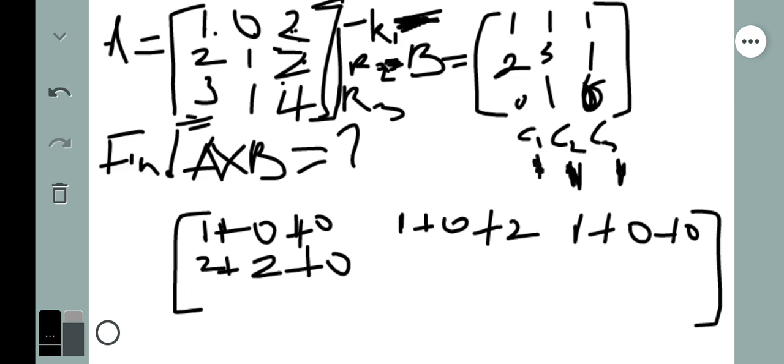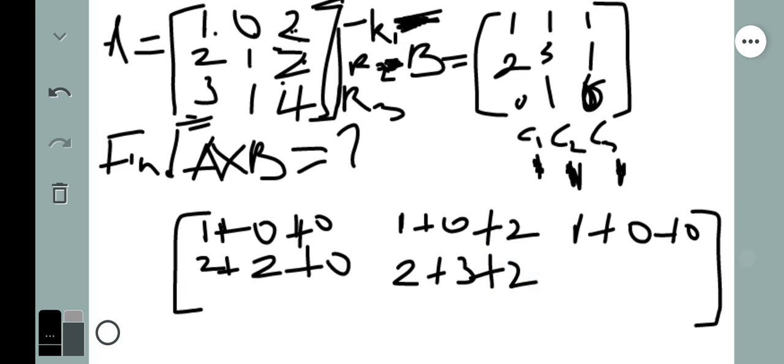Now row 2 multiplying column 2. What do we have? That'll be 2 times 1 plus 1 times 3 plus 2 times 1. So 2 times 1 gives me 2, 1 times 3 gives me 3, and 2 times 1 gives me 2. So that is that.